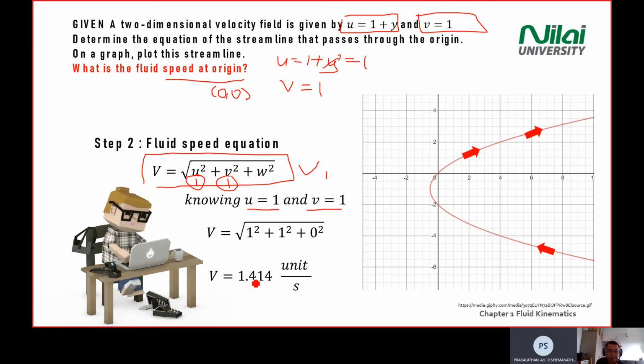Square root of 2, you get 1.414. Of course, the unit is not given in this statement. If you really want to go for dimensional analysis, then you write unit over second. Means there's a unit inside the graph there, or inside the velocity field. It means you just write a general term to represent that, okay, this is a unit per second, is a speed.